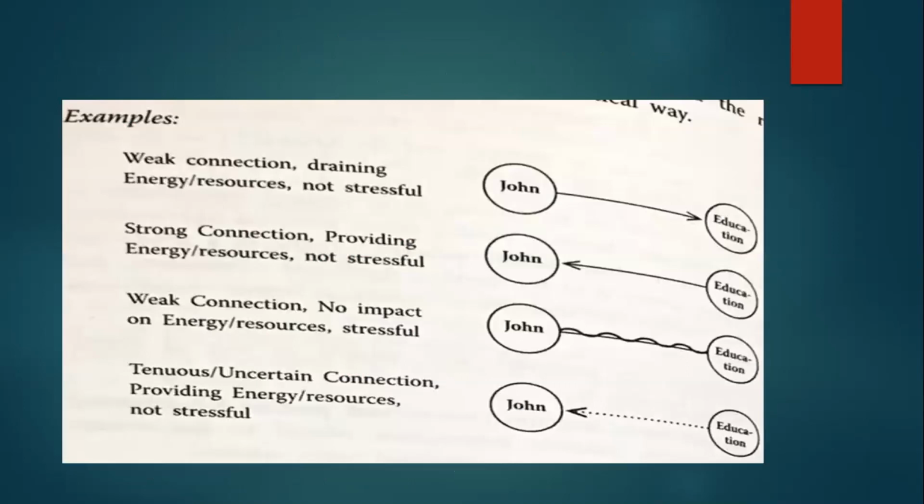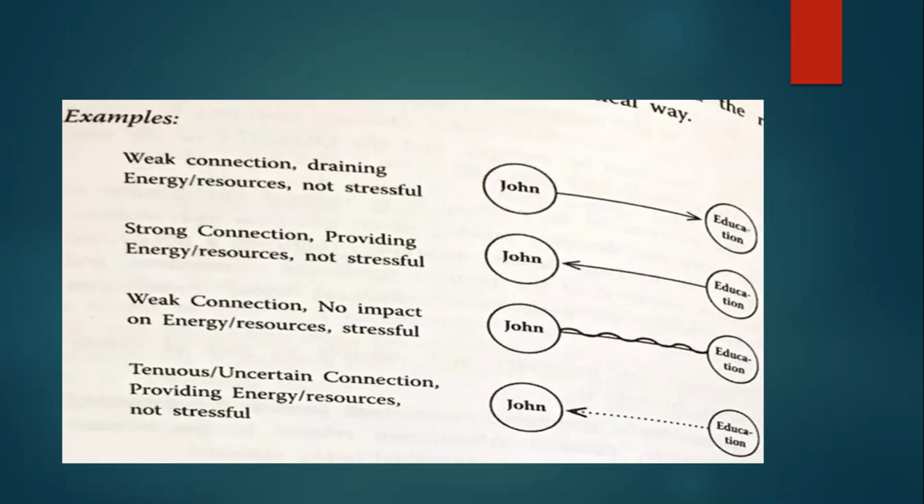So this is an example of those lines that we were depicting earlier. This is the person, John, and this is the system that's influencing education. An arrow pointing towards education represents a weak connection, which can be either draining energy or resources, or not stressful.